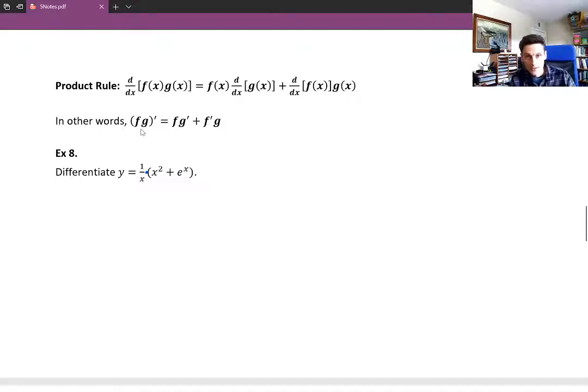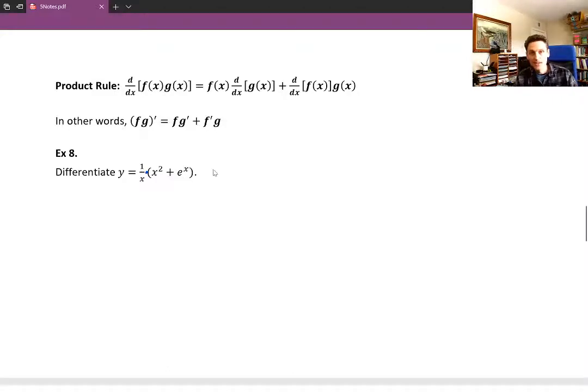A shorthand version of it, without all the parentheses and x's, would look something like this. (f times g)' , so the derivative of f times g, is equal to f times the derivative of g plus the derivative of f times g. So first times derivative of second, plus derivative of first times the second.